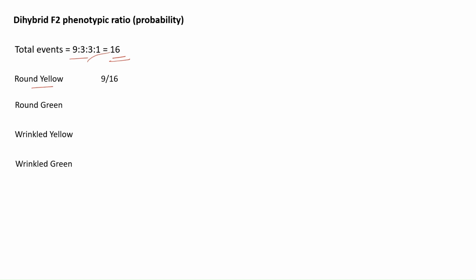Round and green, it is 3 by 16. Wrinkled yellow, 3 by 16. Wrinkled green, 1 by 16. Now how did we get these phenotypes? For that, again, you have to see the video for the dihybrid cross. Now, this we can get directly from the phenotypic ratio.